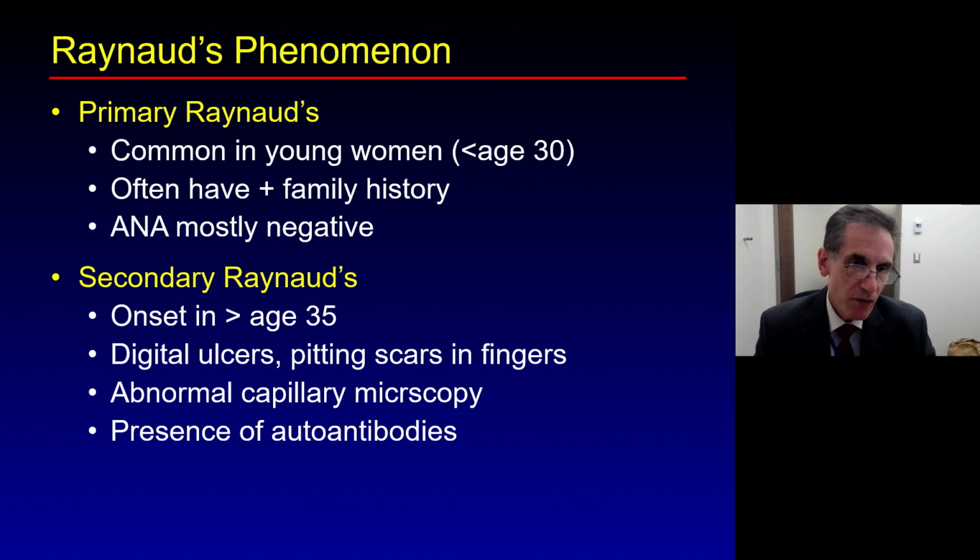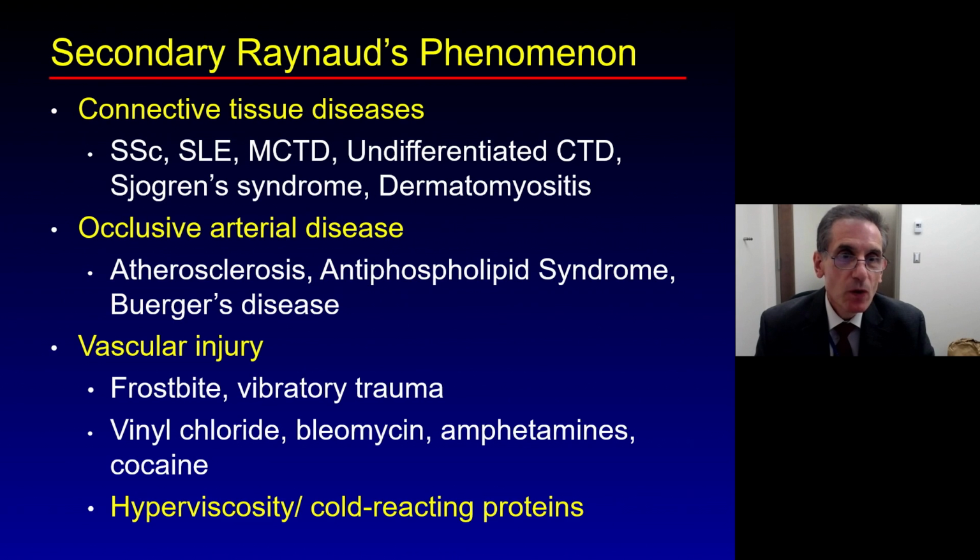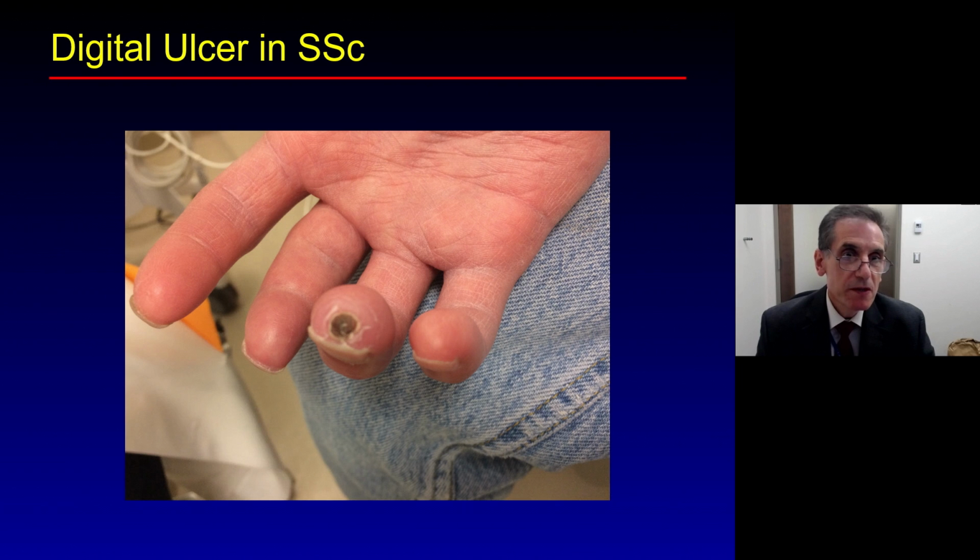If you see someone with Raynaud's after the age of 35, you need to be suspicious for the development of some type of autoimmune disease. So in secondary Raynaud's, any connective tissue disease, including lupus, mixed connective tissue disease, Sjogren's, dermatomyositis, scleroderma, those are the important connective tissue diseases that can be associated with secondary Raynaud's. And then there are a variety of other diseases, including occlusive arterial diseases, including antiphospholipid antibody syndrome, vascular injury due to trauma or drugs, and cold reacting proteins or hyperviscosity syndromes.